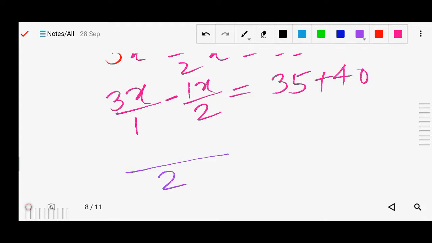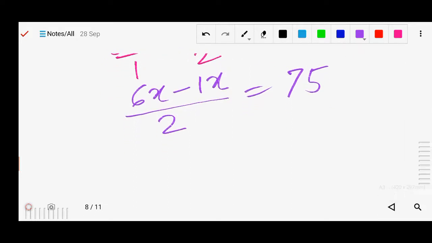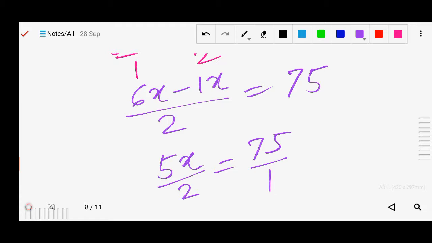You can take the LCM. LCM will be 2, and 2 divided by 1 is 2 times, so 3 will multiply to 2, so 6x. Here it will multiply 1 time only, so 1x. Okay, here it will be 75. You will add 35 plus 40. Now this 6x minus 1x will be 5x by 2 equals 75. This 75 I can write as 75 by 1.